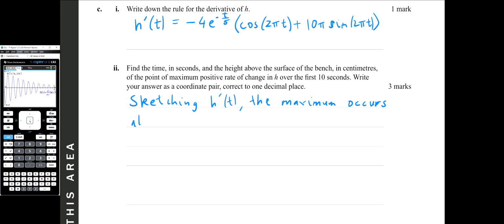Occurs at the point where t equals 0.1. I might just write some more decimal places just so we can keep everything accurate. So 0.739, 0.739 dot dot dot. So therefore, the h value, the height value at this point, is 0.739 dot dot dot.